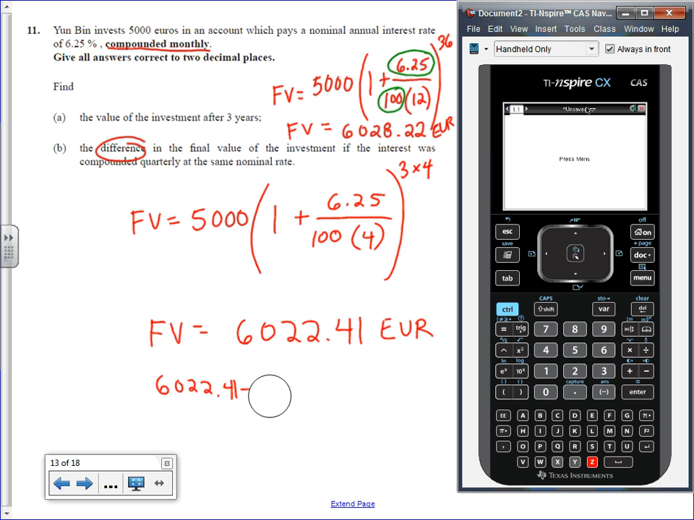I should probably subtract the bigger one minus the smaller one. So 6,028 minus 6,022. Really, I should be using the unrounded versions, but I didn't take the time to do these out on my calculator. If I was going to take the unrounded versions, this would come out to 5.80. If I use my rounded version, it comes out to 5.81. And the answer key says that I can accept 5.81 as long as both of the previous answers were correct and rounded correctly.